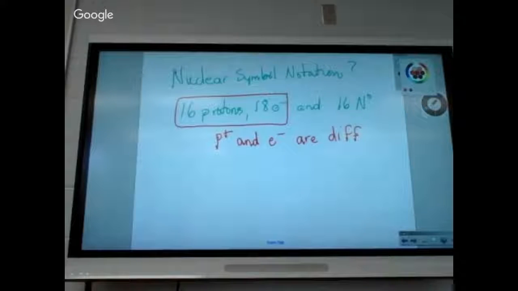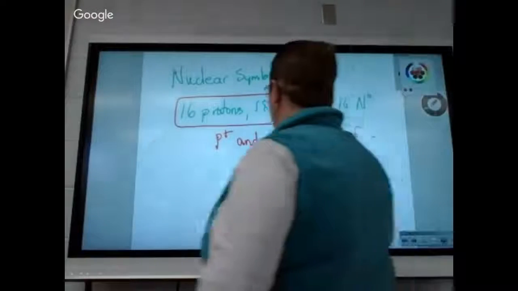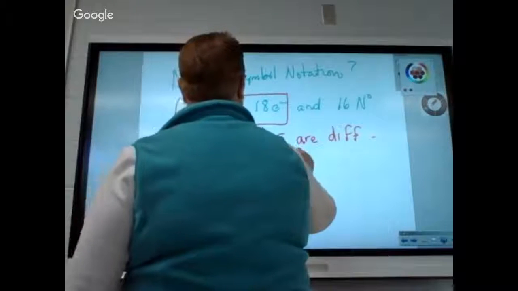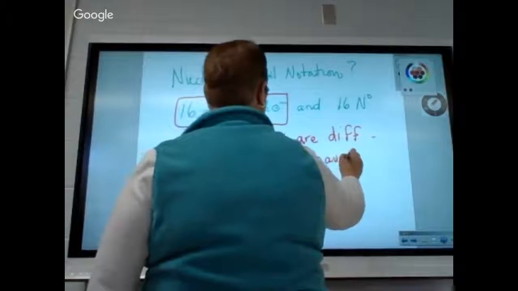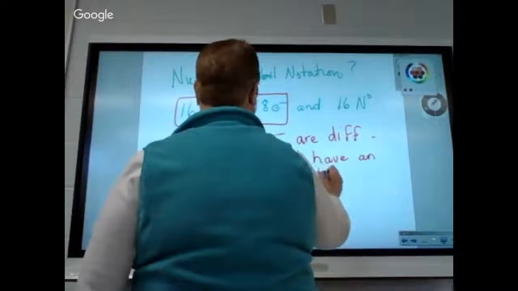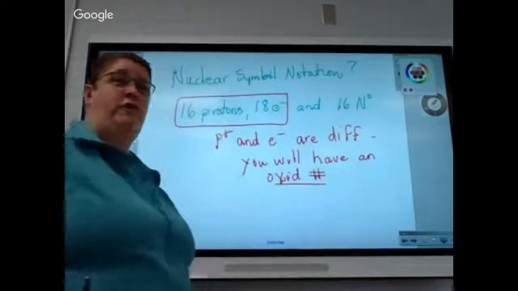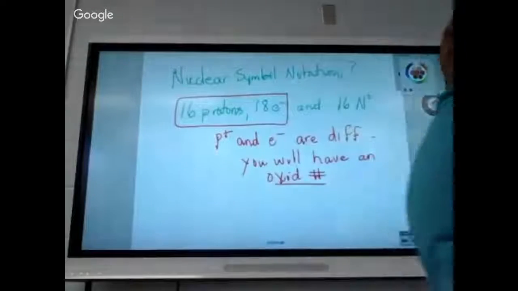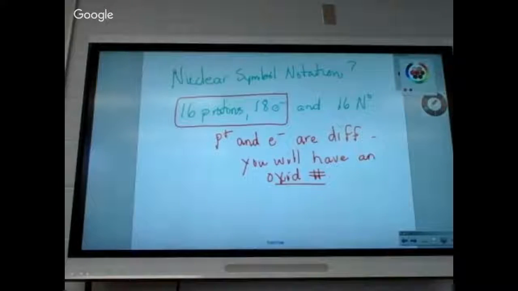Okay? So if the protons and electrons are different, you will have an oxidation number. Okay? So when you finish writing the notation, there has to be an oxidation number when you finish doing that. That's the only thing that's different. Okay? So, would it be -2? Can you tell me the element that we would have?